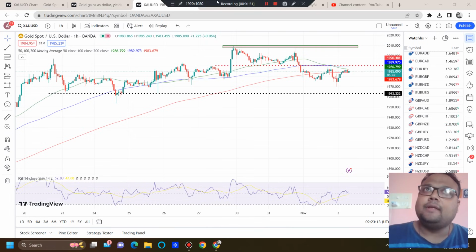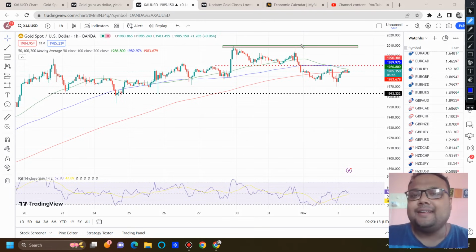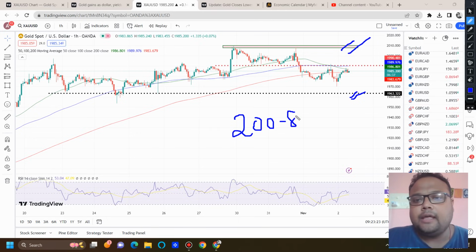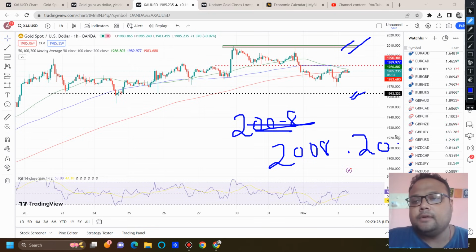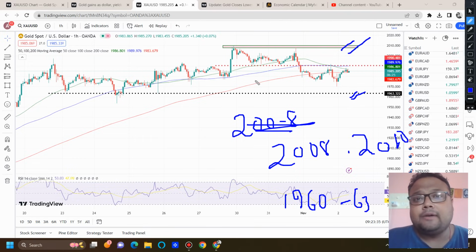And most importantly, again, most importantly, the reliable levels on the chart of gold are right now 2008 to 2010. This is the resistance, and then we have 1960 to 1963. So this is the range of the market right now, and right now you can see the market is trading in the middle. So the current market price is far away from the reliable levels. So as a result, you need to be extra careful.